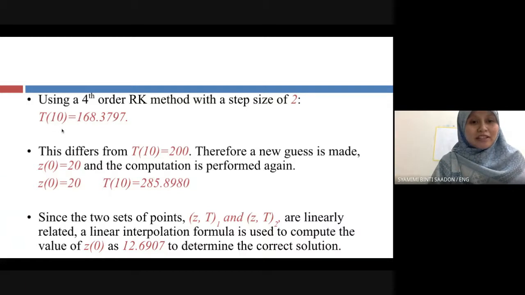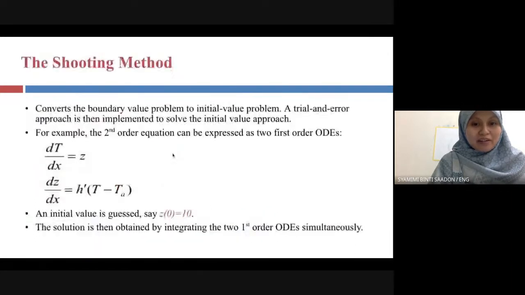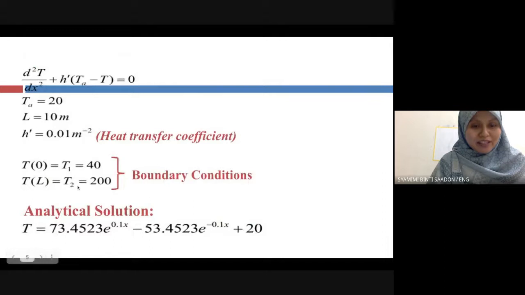So T10, by using the Runge-Kutta method, we have T10 equals 168.3797 Kelvin, I think degrees Celsius. Okay, so what we see here is that this value differs from the T10 boundary value given here. We have the boundary condition given here, TL equals 200.